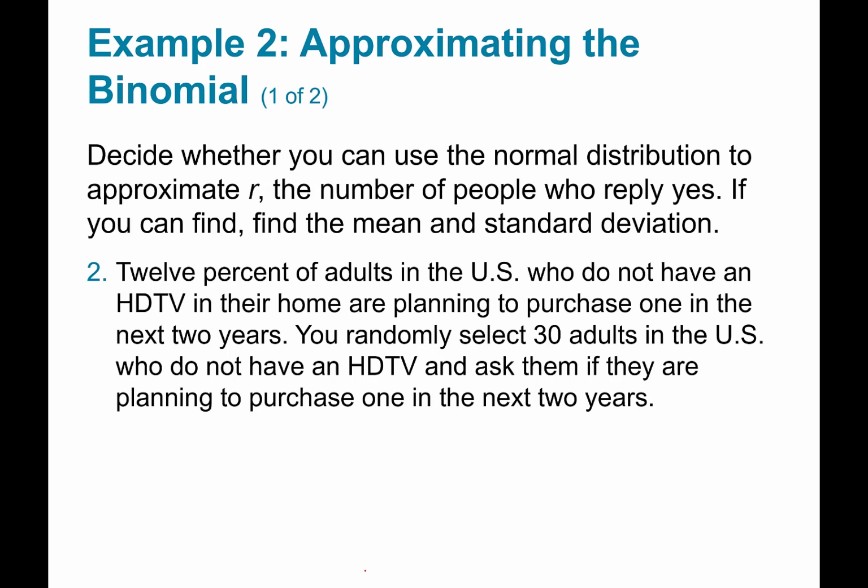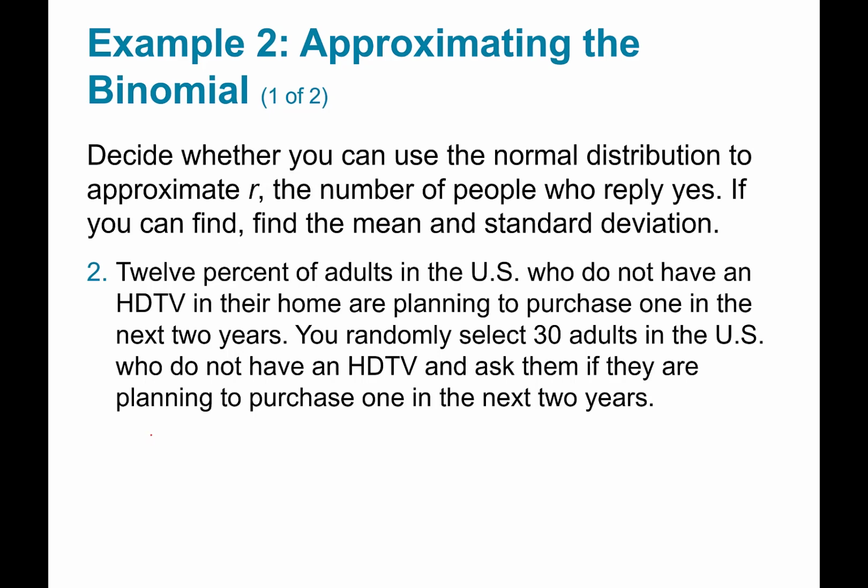All right, so same idea. We want to decide whether or not we can use the normal distribution to approximate our binomial random variable r, which is the number of people who reply yes, and if we can, find our mean and standard deviation. So 12% of adults in the U.S. who do not have an HDTV in their homes are planning to purchase one in the next 2 years. You randomly select 30 adults in the U.S. who do not have an HDTV, and ask them if they are planning to purchase one in the next 2 years.